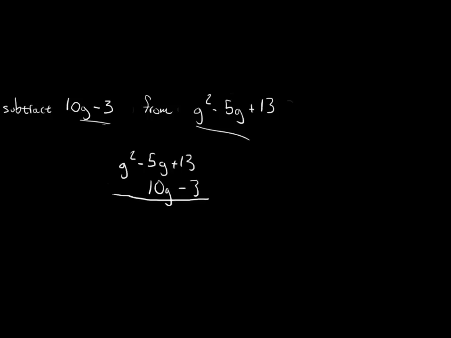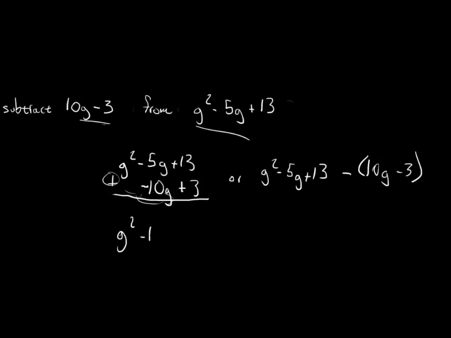Number four says subtract this polynomial from this polynomial. So that means either this or this. Both are the same. I've just set one up vertically and the other up horizontally. If you set it up vertically, don't forget that you have to distribute and change all your signs. So that's going to be g squared minus 5g plus 13 minus 10 plus 3, giving g squared minus 15g plus 16.